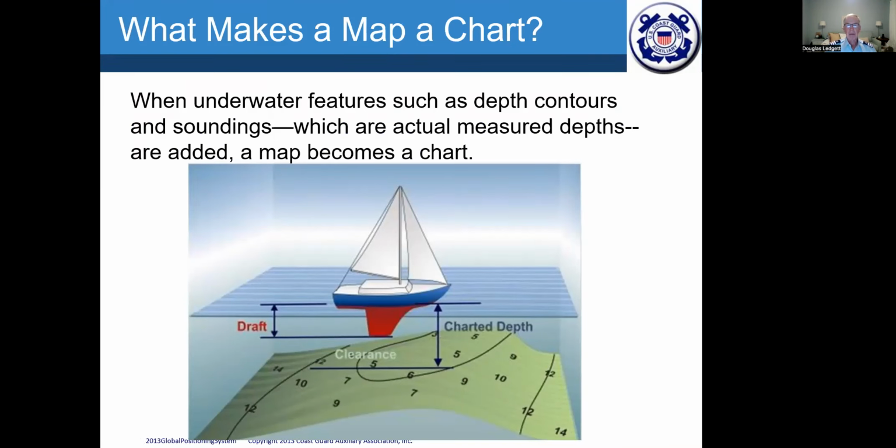So what makes a map a chart? You know, our maps on the roads are flat, but when we talk about charts, we talk about things that have under the water depths, contours, soundings, things like that. So when we add those to a map, it becomes a chart. And these figures that we see on charts are very important if we're navigating through areas. And we'll talk about that in just a moment.